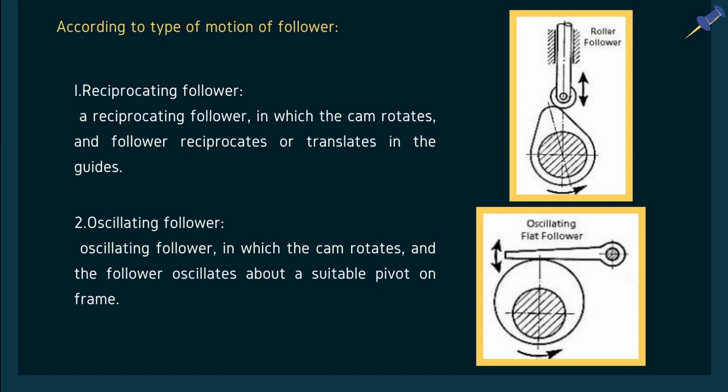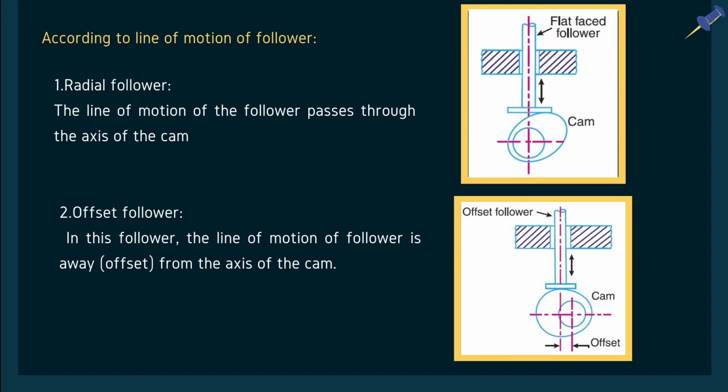It will just oscillate. That is, it would be moving like a pendulum. So here is the third classification based on line of motion or axis of cam and follower. Here we have two kinds of follower. First one is radial follower and second one is offset follower. As we can see in the first diagram, if we have axis of cam and axis of follower passing through the same line, then it is called a radial follower.